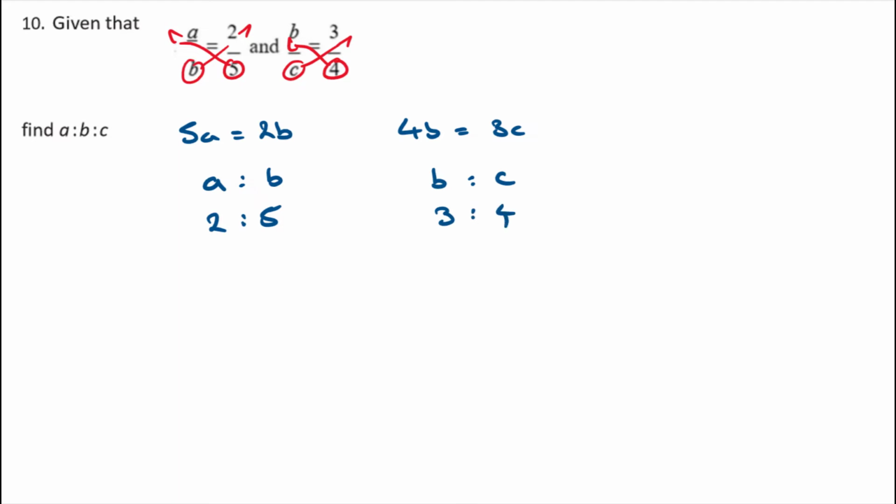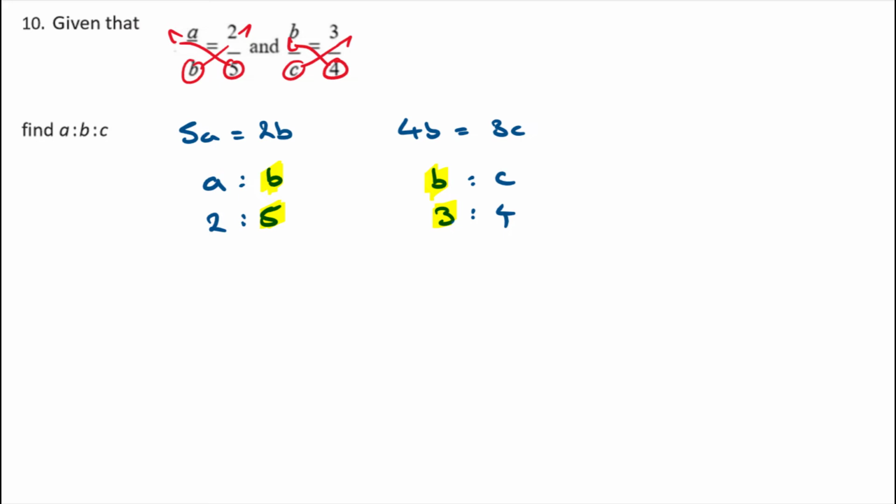Okay, so now I've got my ratio for a to b and my ratio for b to c. I'm going to have to kind of stitch them together. And the way that I'm going to have to do that is I'm going to have to make the b number the same, because the b is in both. Now at the moment b is not the same. I've got a 5 and a 3. So what I'm going to do is scale up these ratios so that that's the same number for both. It's kind of like a common denominator of 5 and 3, isn't it?